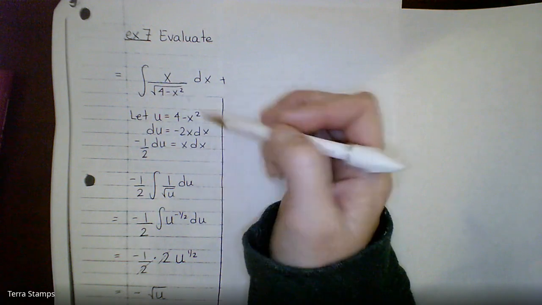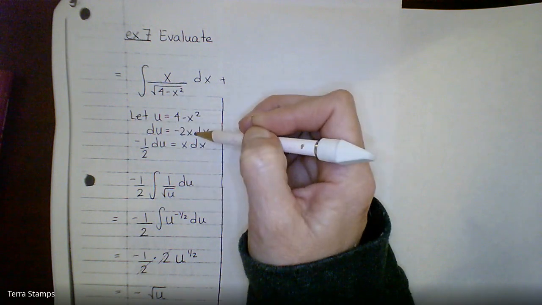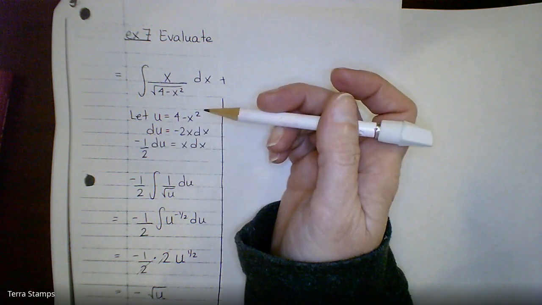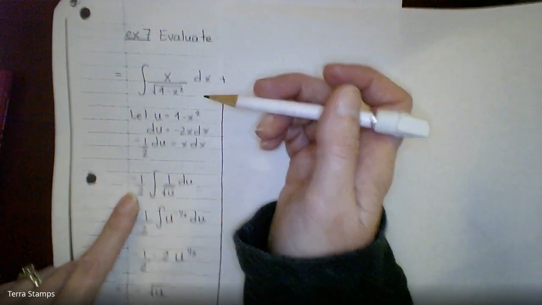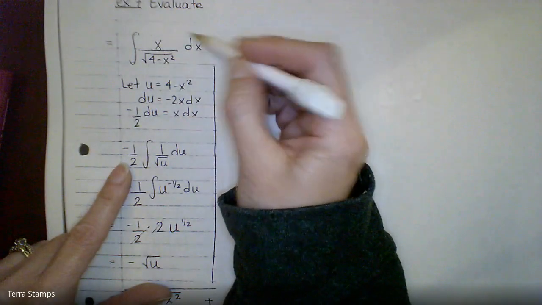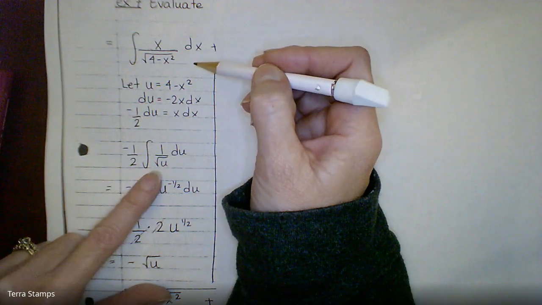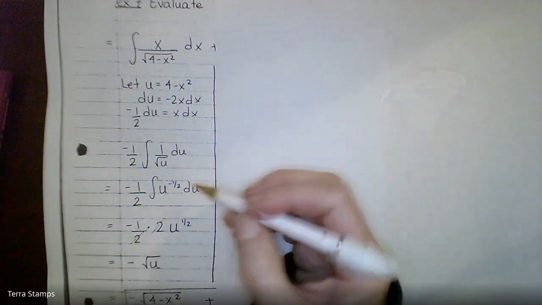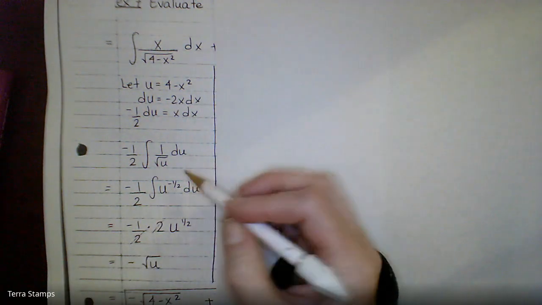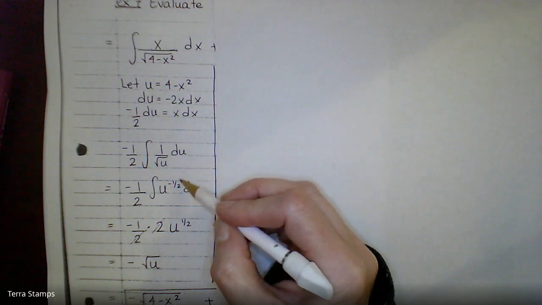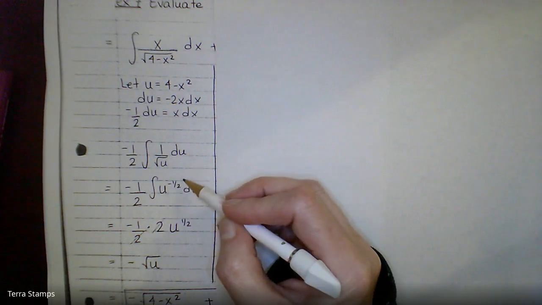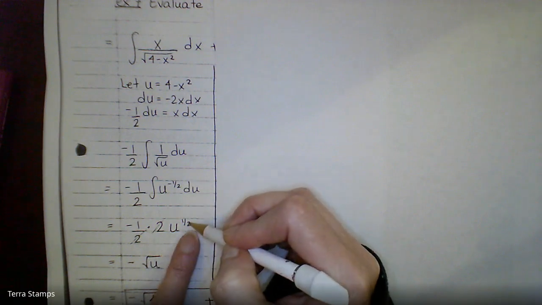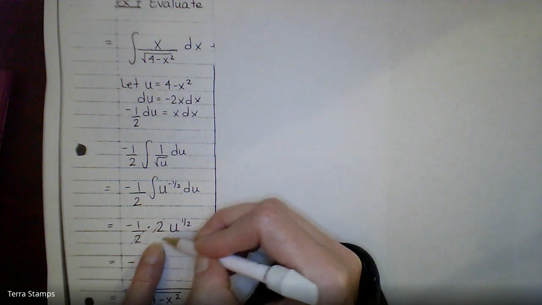We can let u be 4 minus x squared. du is negative 2x. We got an extra negative 2. That's okay. We'll divide both sides by negative 2. So we got that negative 1/2 hanging out here. And this then reduces down to be 1 over the square root of u. I'm going to bring that square root up, make it a negative 1/2 power to make it more obvious that I'm going to use the power rule. And remember the power rule for integration, we're going to add 1. So that's going to be u to the 1/2 over 1/2 when I integrate it.